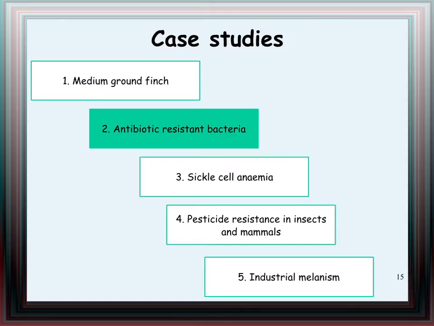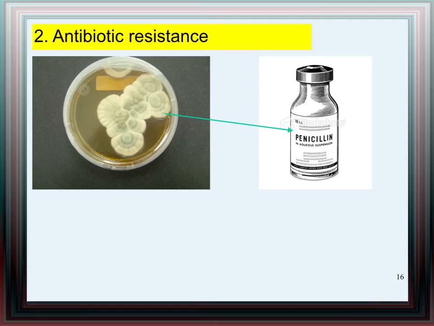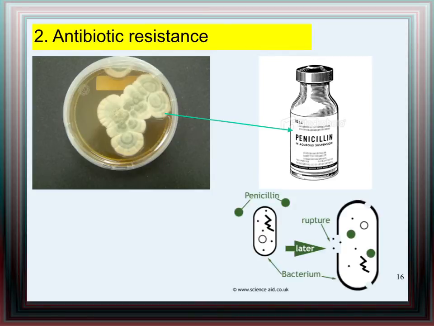Okay, let's have a look at antibiotic-resistant bacteria. So antibiotics are chemicals produced by living organisms which inhibit or kill bacteria, but don't normally harm human tissue. And most antibiotics are produced by fungi. So the first antibiotic discovered was penicillin. And penicillin stops cell wall formation in bacteria, so it prevents the bacterial cells from reproducing.